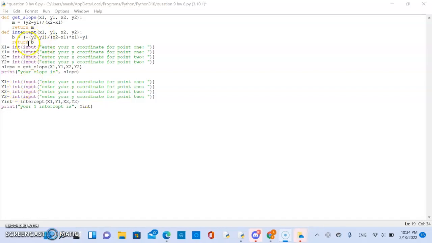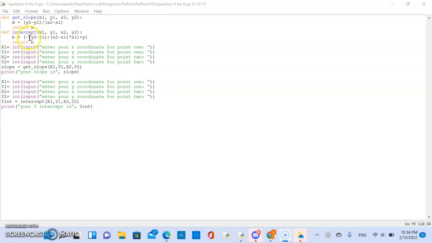Alright, question 13, the homework, the first line, def get_slope. It told me to make a function for get slope. So this is x1, y1, x2, y2. It's helping me get the slope right here: (y2 minus y1) divided by (x2 minus x1), with the parentheses to make sure it's in the order that I wanted to do. This return m will help me later on to return this function.